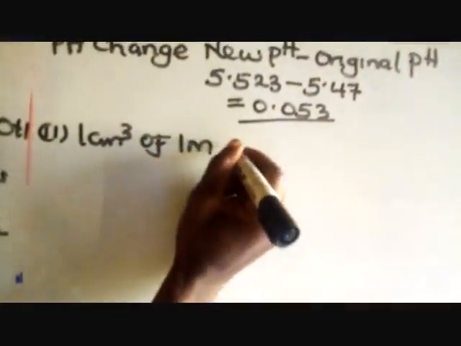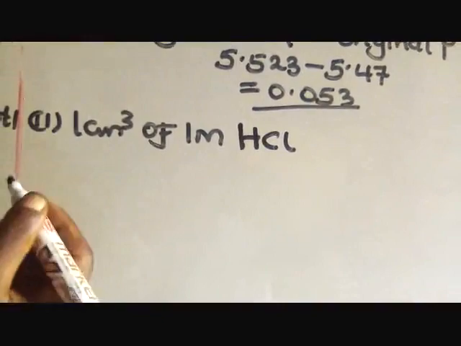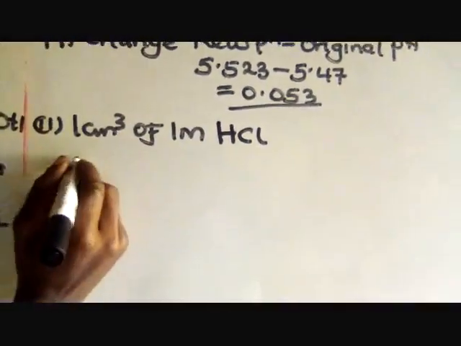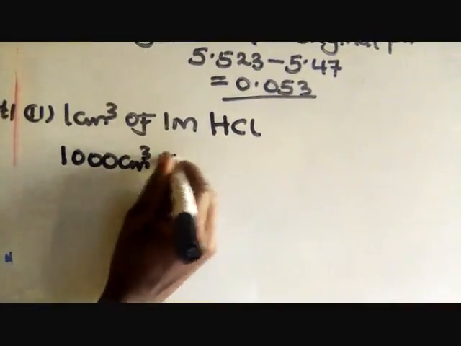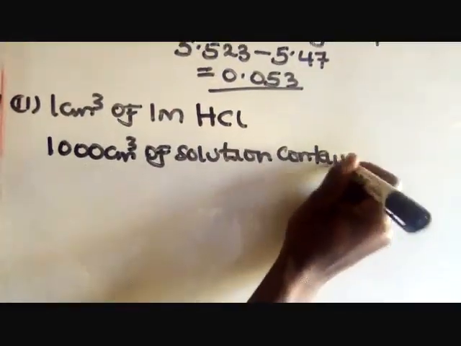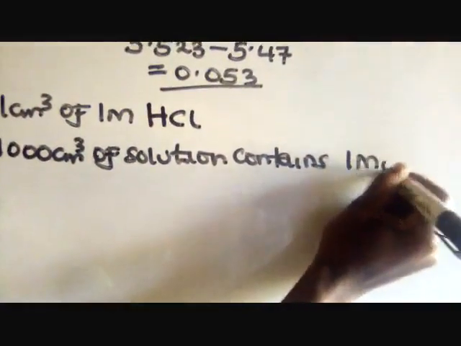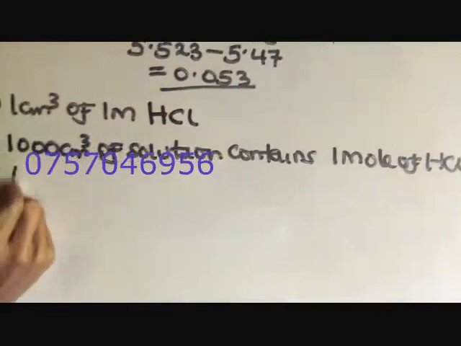They are saying, what if we add 1 cubic centimeter of 1 molar of an acid, and this acid can be, they gave us hydrochloric acid. As we did here, we are going to repeat the same procedure. Now, in our approach, we are going to find the moles of the acid. First of all, we are going to say 1,000 cubic centimeters of the solution contains now our 1 molar or 1 mole of HCl. Then what about the 1 cubic centimeter given in the question?